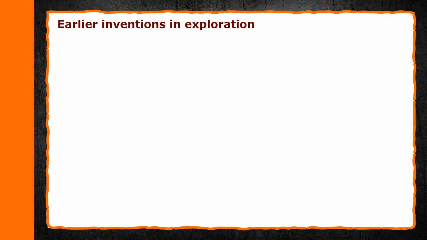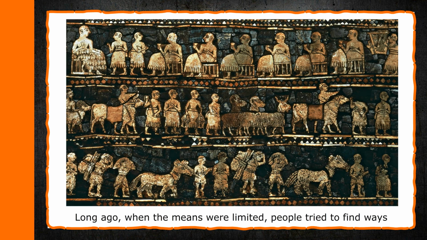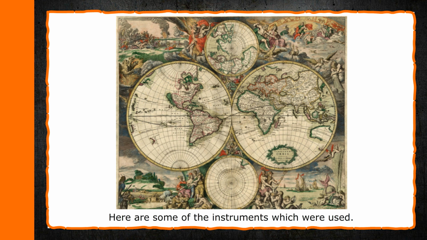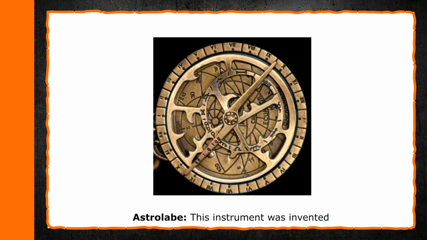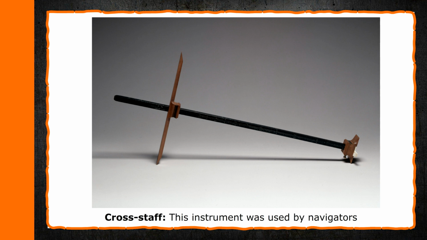Earlier inventions in exploration. Long ago, when the means were limited, people tried to find ways to determine the length and breadth of the Earth and other details. Here are some of the instruments which were used. Astrolabe. This instrument was invented in the 2nd century BCE by the Greeks. It was used to measure latitudes. It was in use till the 1500s. Cross-staff. This instrument was used by navigators to find the latitude of a place.